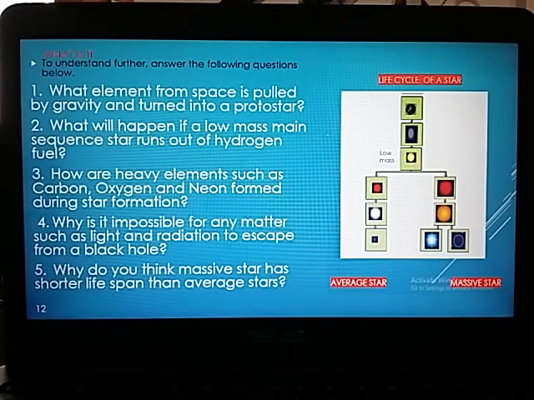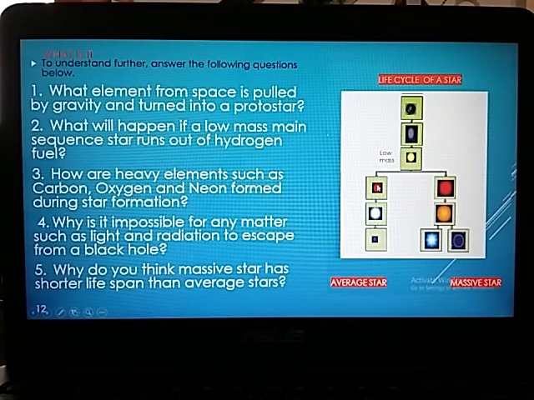So mayroon pa kayong isang activity. For number 1, what element from space is pulled by gravity and turned into a protostar? So alangan naman na helium. So ano ba? Hydrogen or helium? Sa number 2, what will happen if a low-mass main sequence star runs out of hydrogen fuel? So ito, kung ang main sequence star ay low mass, dito siya pupunta. So what do you call this star?